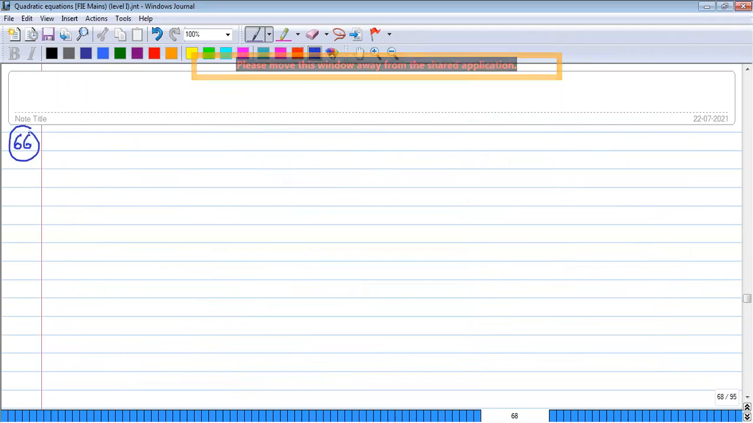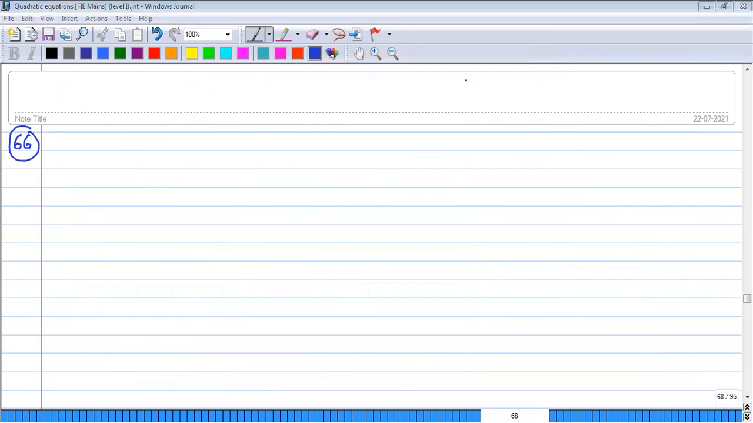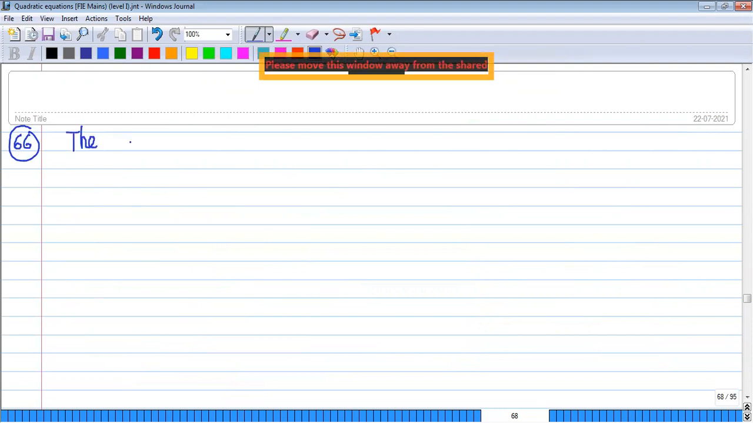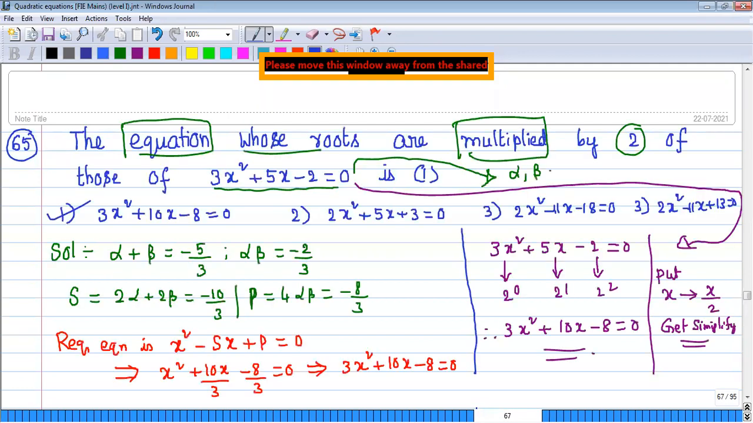66. The equation. Sir, show previous page, sir. Okay, sir.